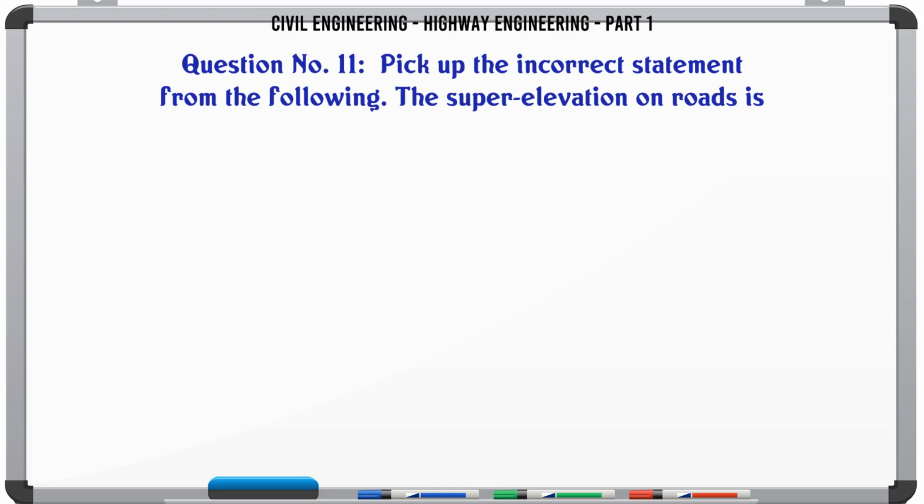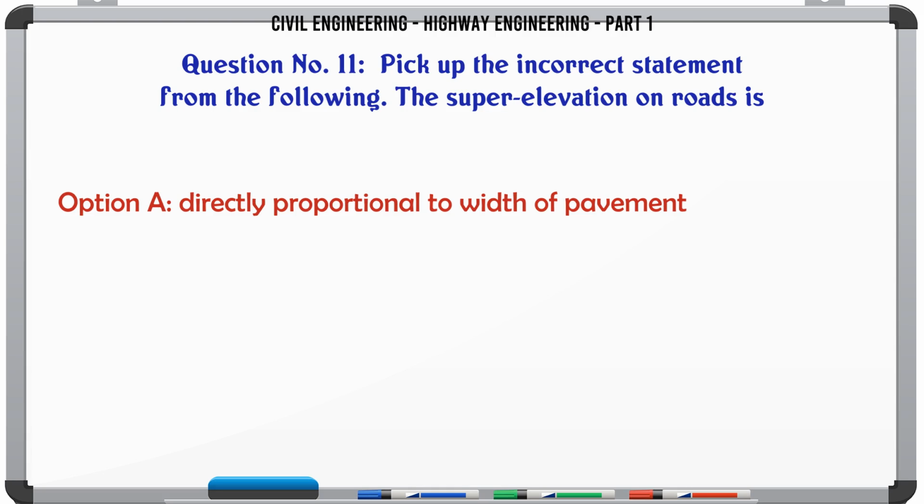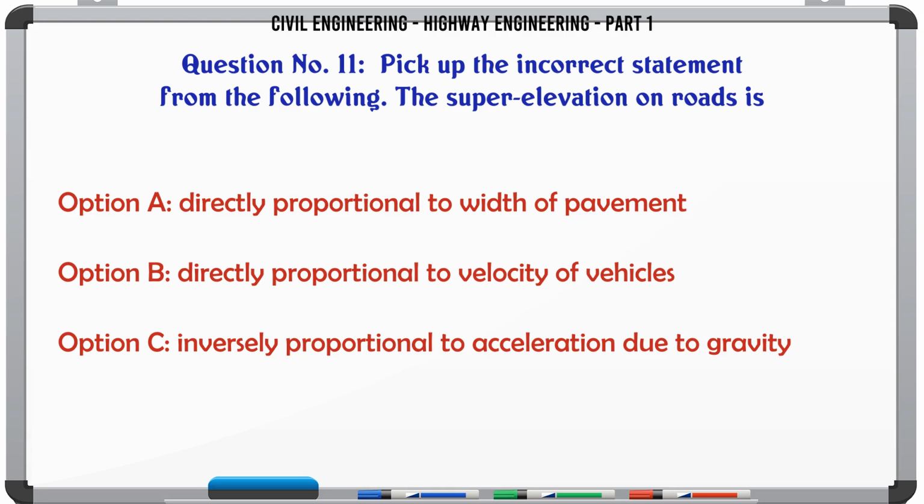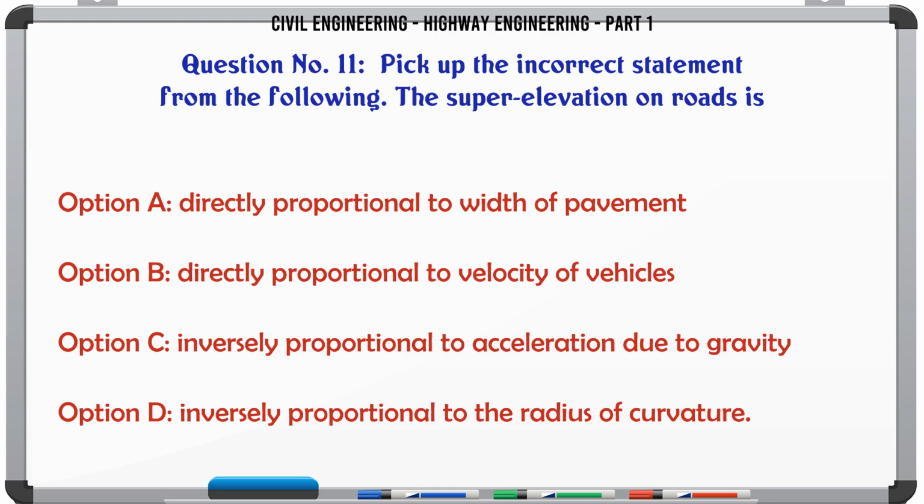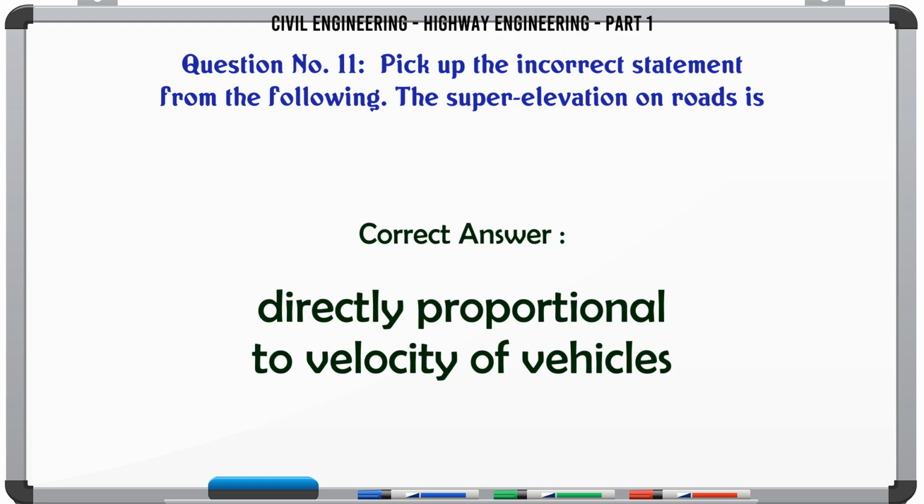Pick up the incorrect statement from the following. The super elevation on roads is A. Directly proportional to width of pavement, B. Directly proportional to velocity of vehicles, C. Inversely proportional to acceleration due to gravity, D. Inversely proportional to the radius of curvature. The correct answer is directly proportional to velocity of vehicles.